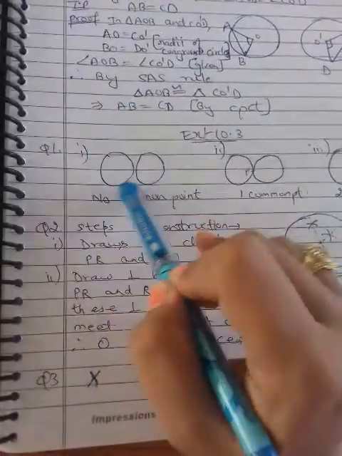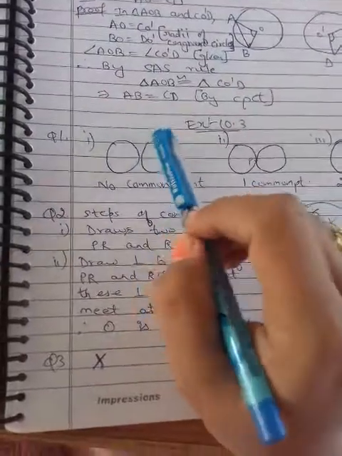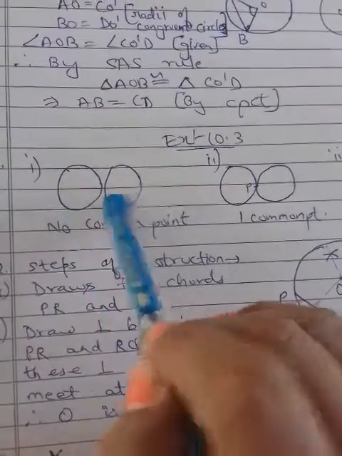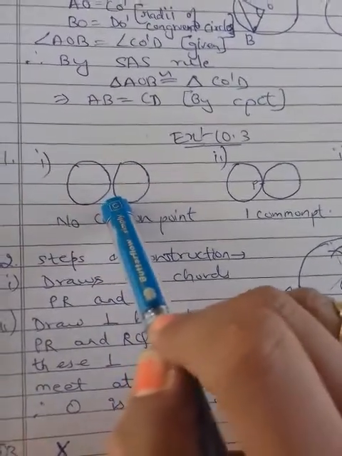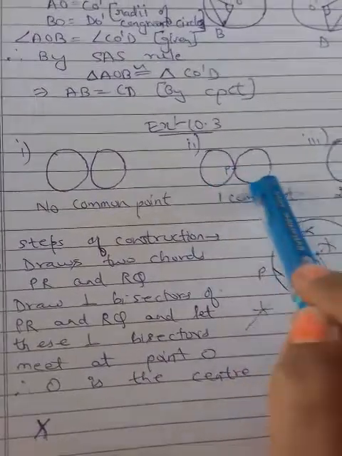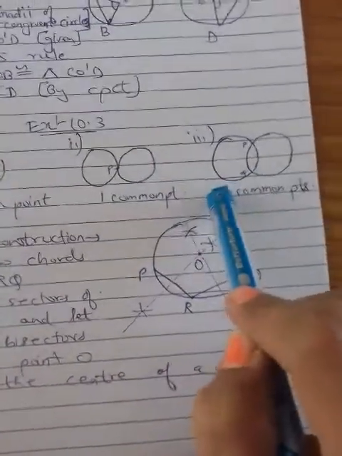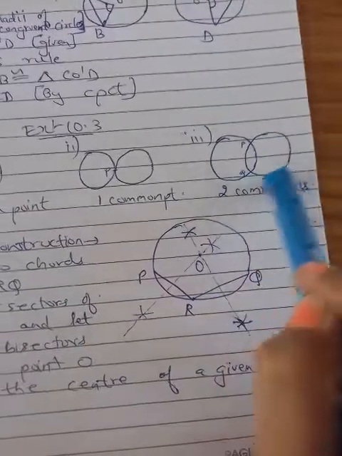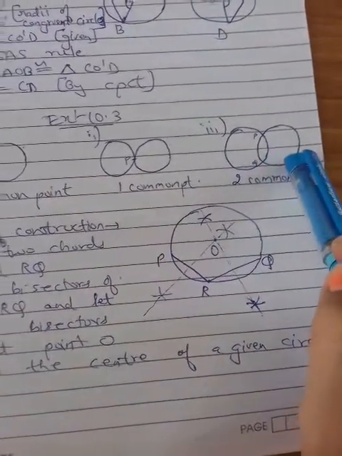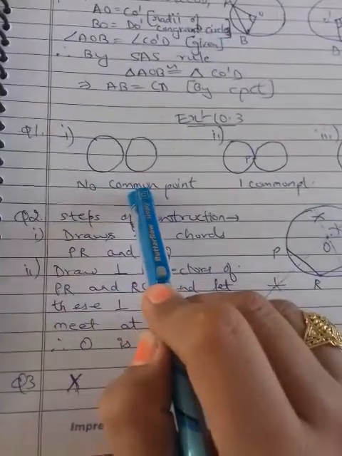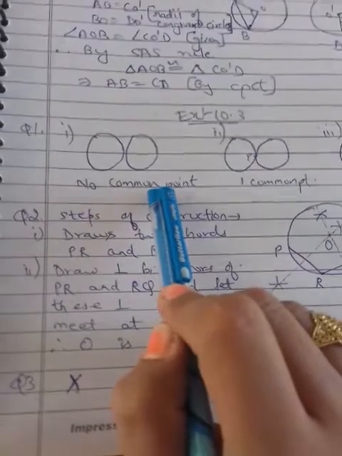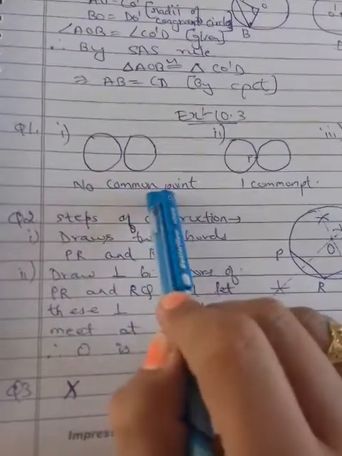Students, they have told us to draw different pairs of circles. Like I have drawn these two circles, I have not joined them. In the second part, I have joined these circles, and in the third part, I have tried to intermingle these circles. Now, looking at the first figure, there is no common point. They have asked us what is the minimum number of common points. There is no common point.